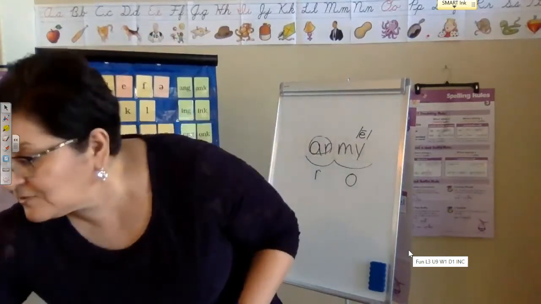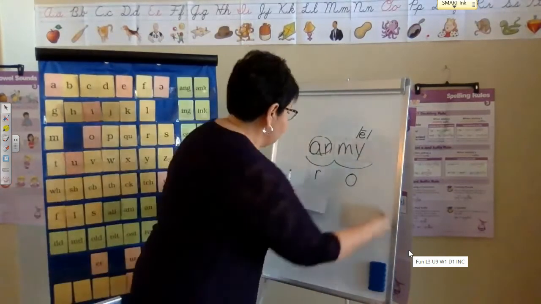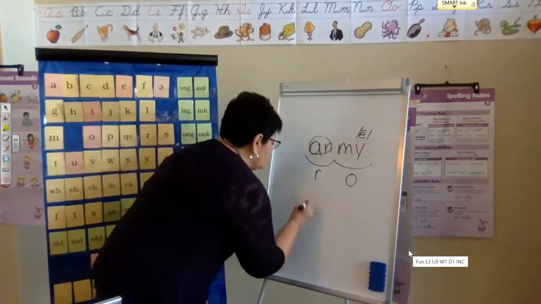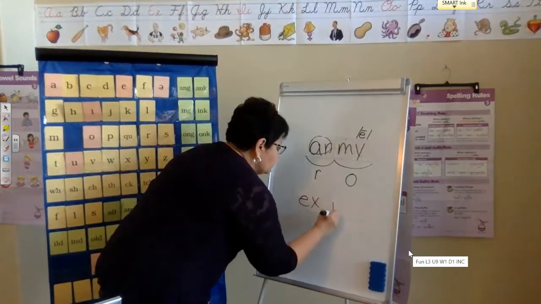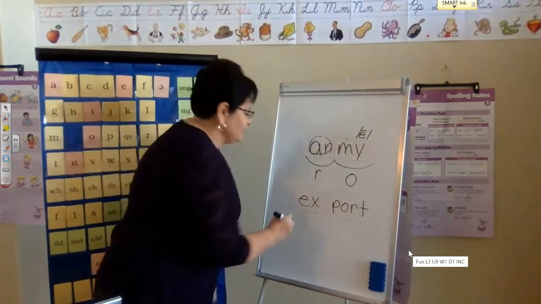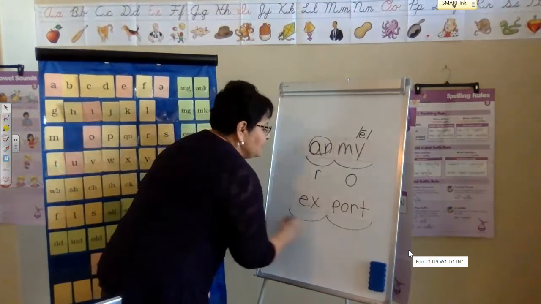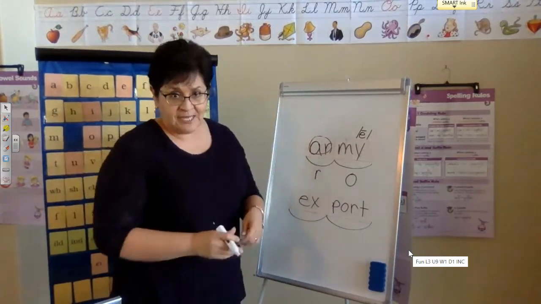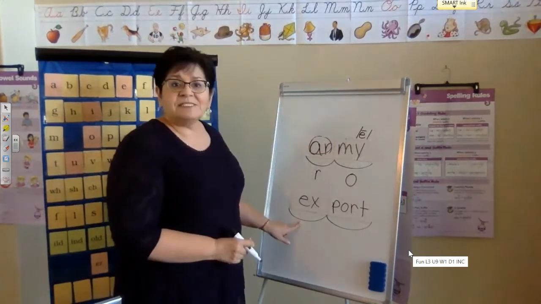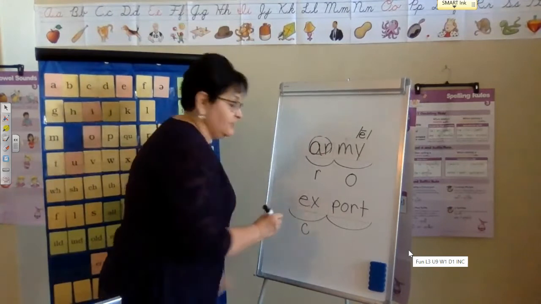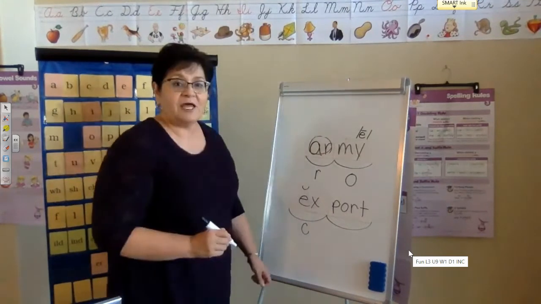Let's try another word. Here we go. Another multisyllabic word. Okay, here we go. Let's read it. Export, export. Export is something when you send something away, you're going to ship something out. And so what syllable type is this first syllable? One vowel followed by one more consonant. It's a closed syllable. And because it's closed, the vowel is short. I'll mark it with my breve.